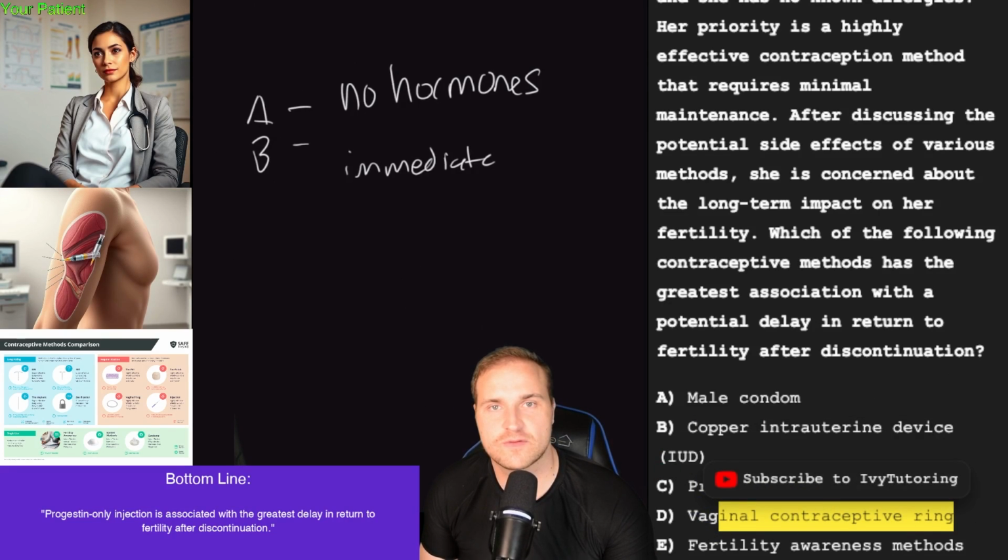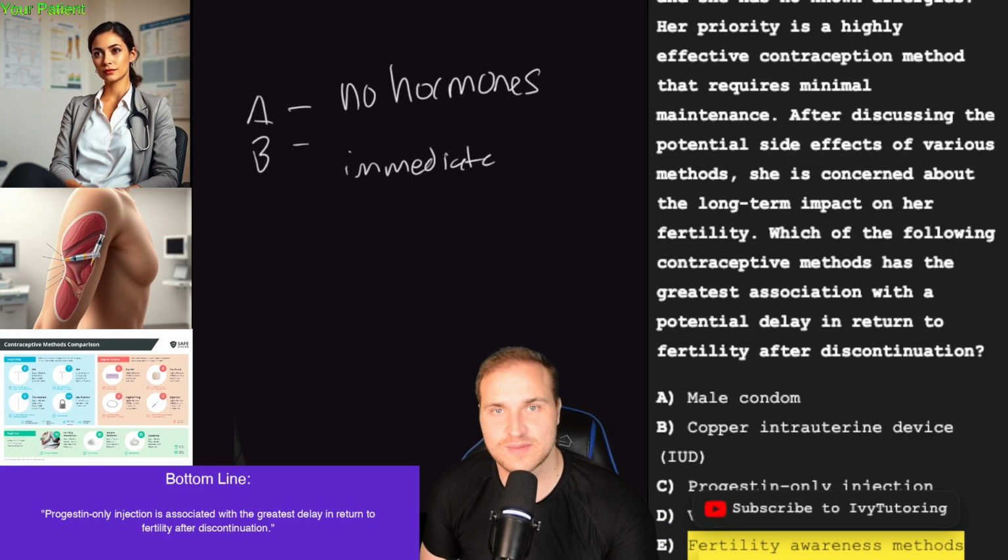Vaginal contraceptive ring. So that would be hormonal and reversible. Fertility would resume super rapidly after stopping that use. So that's why that's not the right answer. And fertility awareness methods, that does not suppress ovulation, right? So that's not it. She wants long-term contraception, and most options like IUD, vaginal ring, or even the barrier methods allow immediate return of fertility once it's stopped.